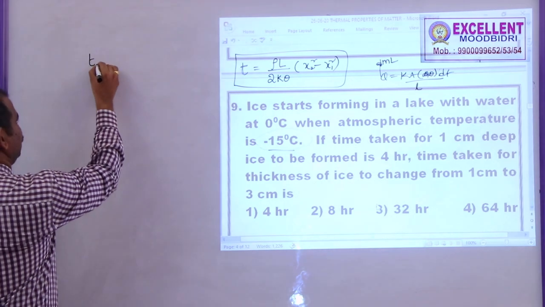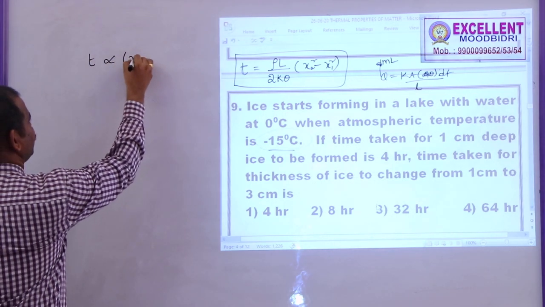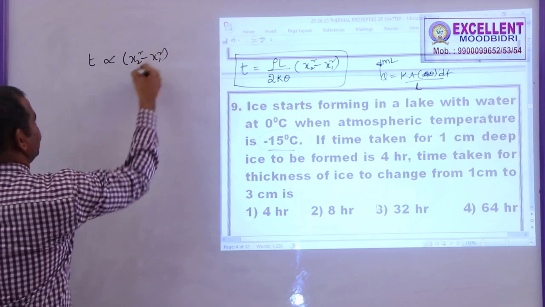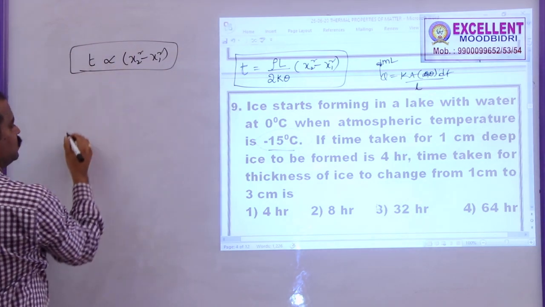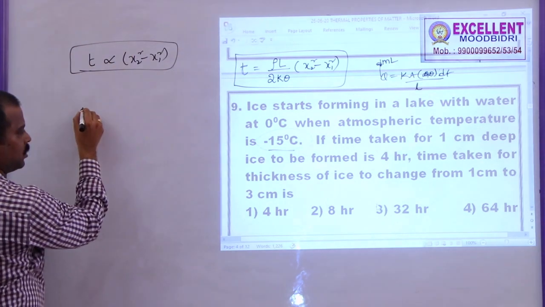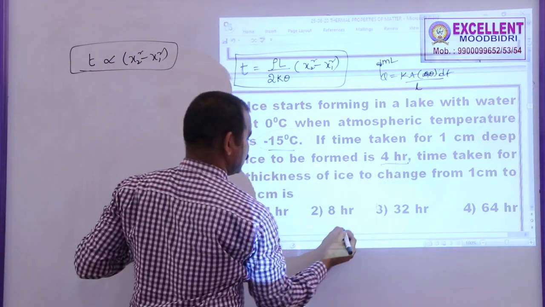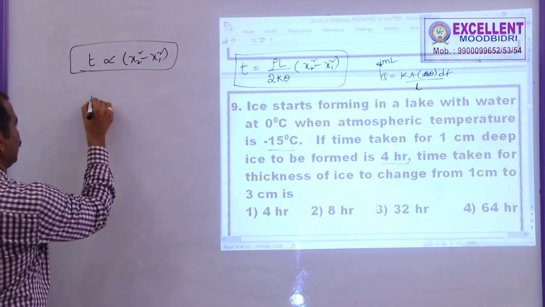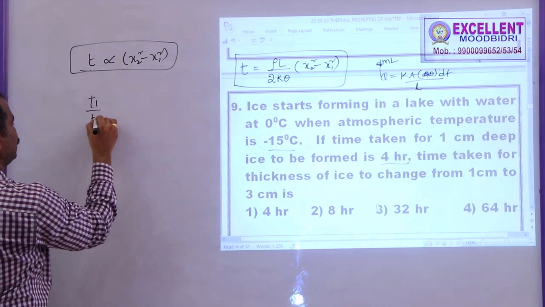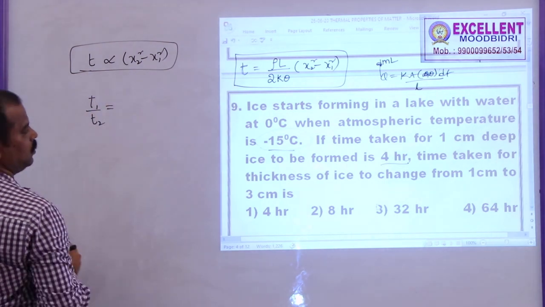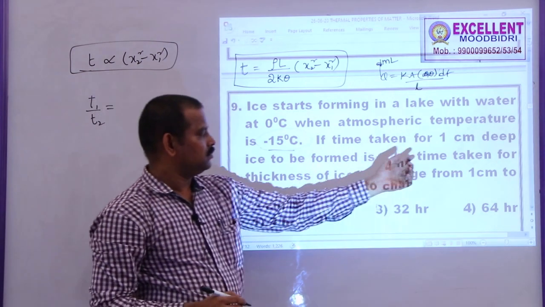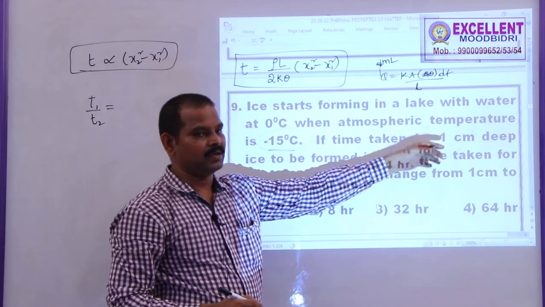So T in the first case is directly proportional to x2 square minus x1 square. This is the formula that I am going to use. In the first case it is taking 4 hours. In the second case, how much time is it going to take? So T1 by T2 is equal to, first, this ice is formed 1 centimeter from 0.